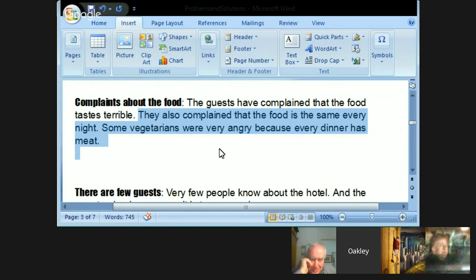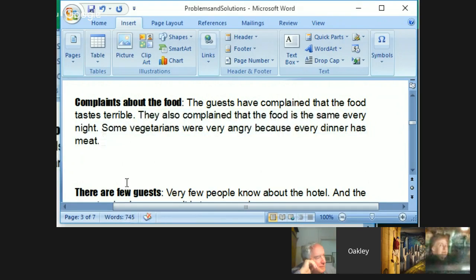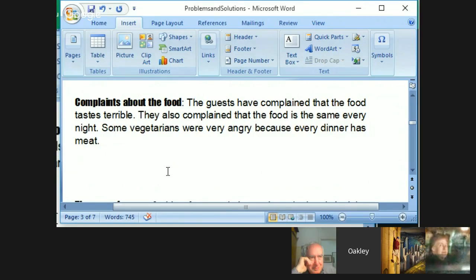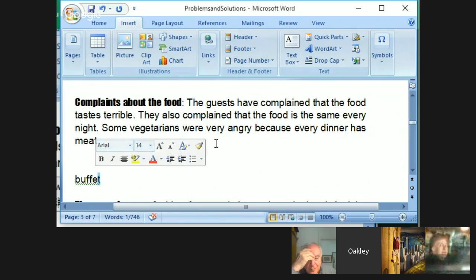One solution is to prepare the buffet style restaurant. Okay. Buffet. The T is silent. Buffet. Sounds like it has an AY on the end. Okay. Buffet style. Okay. Possibly.